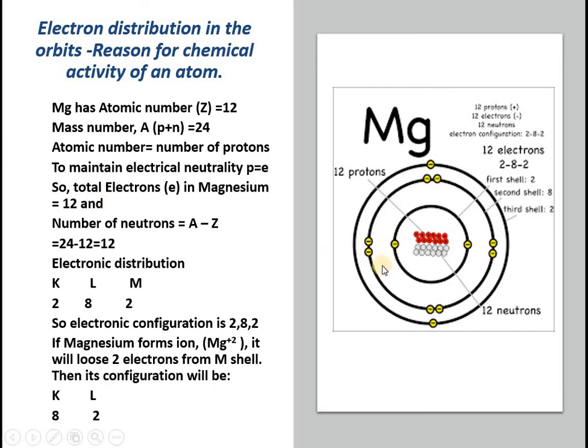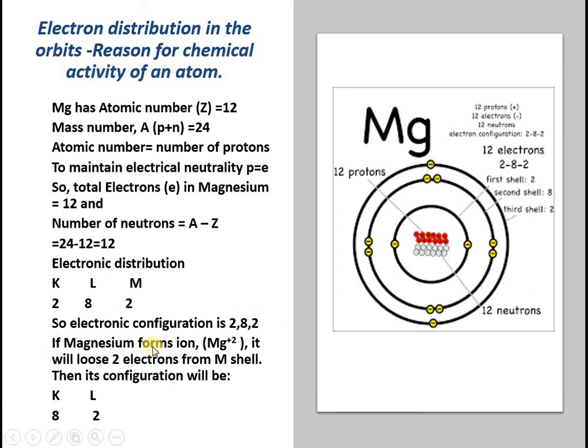Now, this is an example given for magnesium, where it has atomic number 12 and mass number 24. Atomic number is equal to number of protons. To maintain electrical neutrality, protons are equal to number of electrons. So, total electrons in magnesium is 12. Number of neutrons will be mass number minus atomic number, that is 12. Now, the distribution will be K shell 2, L shell 8 and M shell 2. So, this electronic configuration will be 2, 8, 2. You have to write it this way. It's not mandatory to write K, L, M; you have to write 2, 8, 2.